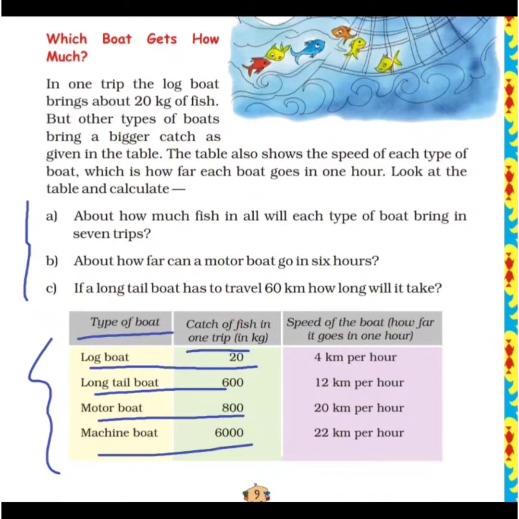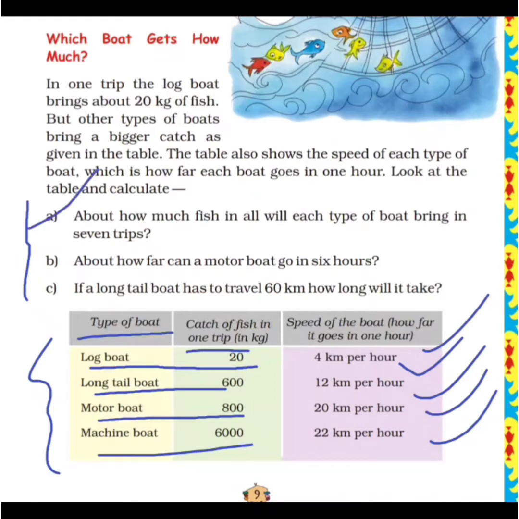The last column, speed of the boat, how far it goes in 1 hour. Here are different types of boats and this is the speed of the different boats in 1 hour. The speed of log boat is 4 km per hour. The speed of long tail boat is 12 km per hour. Motor boat is 20 km per hour. And the speed of machine boat is 22 km per hour. Now we have understood the table. Now come to the problem.